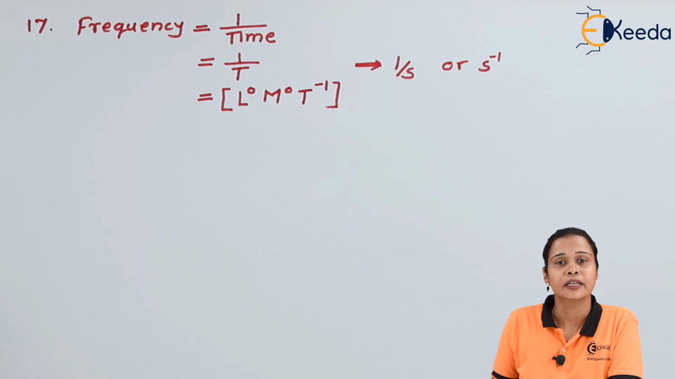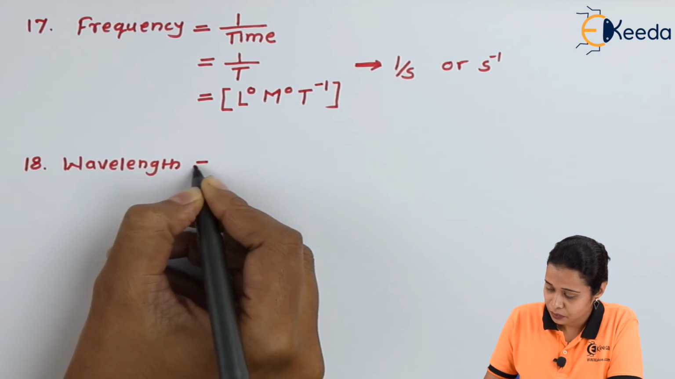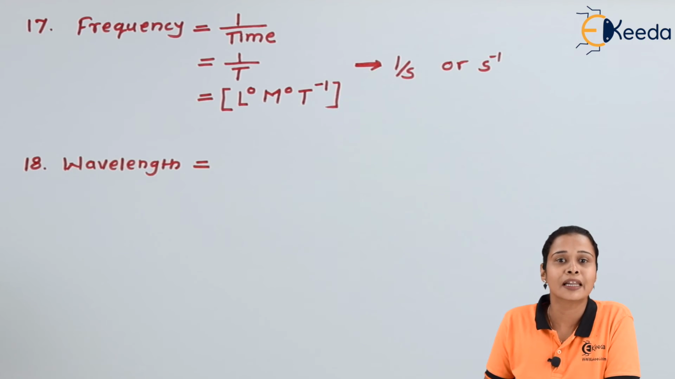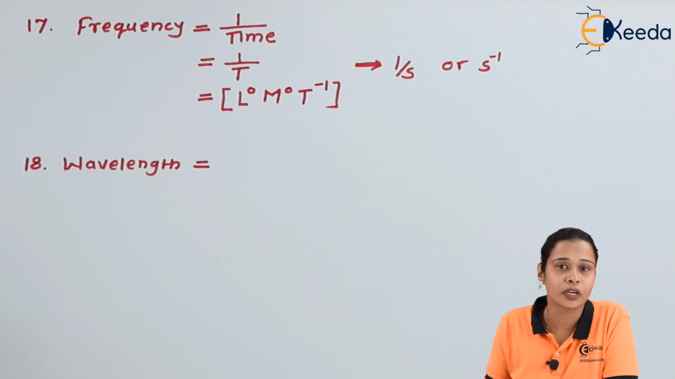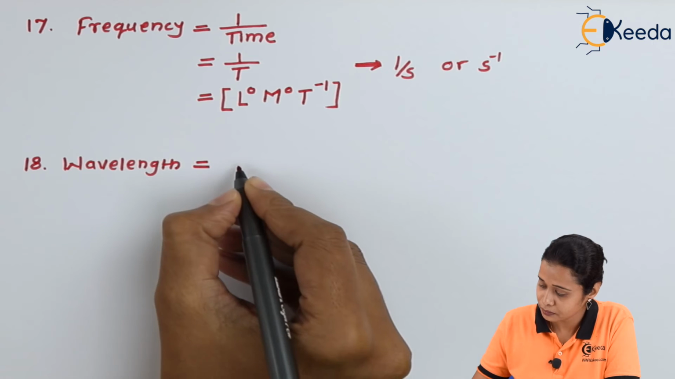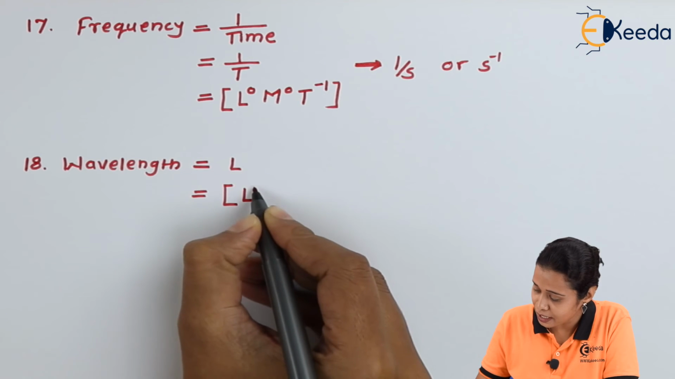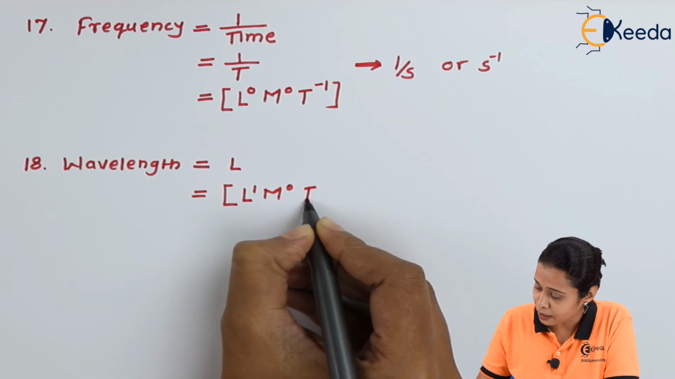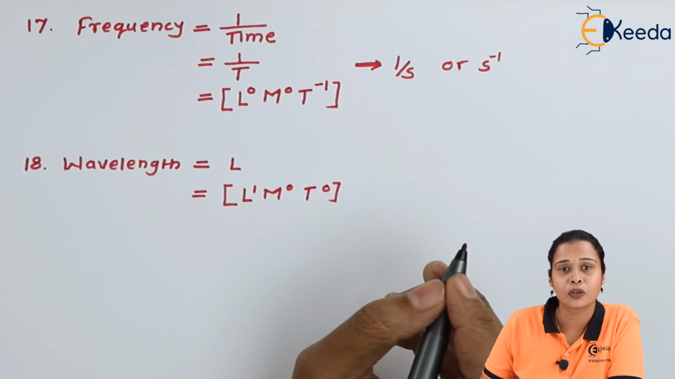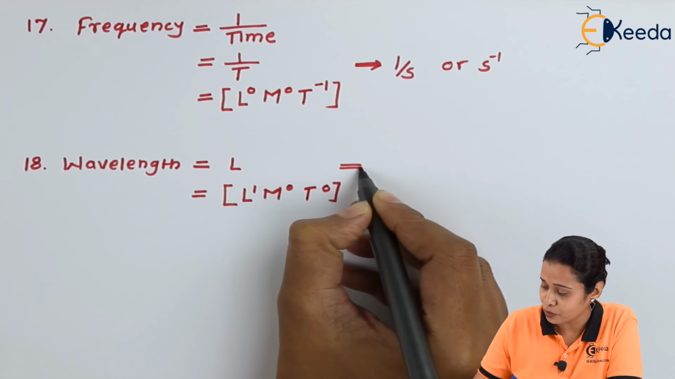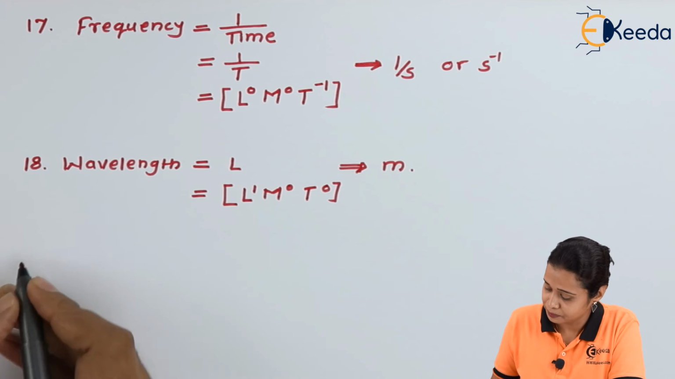Next physical quantity we will take, that is wavelength. We know wavelength is nothing but the length of one wave. So length we will express in terms of L. So here only one quantity is present, that is L. Hence the dimension of this physical quantity wavelength is L1. Mass and time both are absent, so M0, T0. And if you want to write down the unit of wavelength, we can write down from this, that is meter.